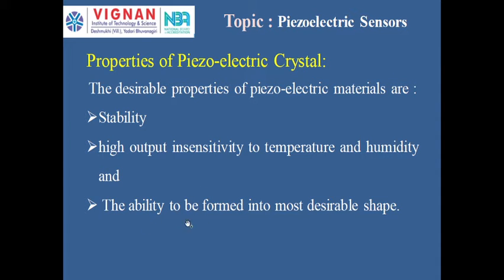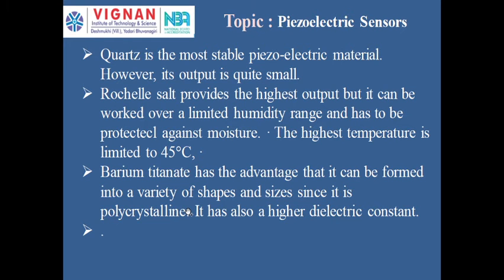And it should have the ability to be formed into the most desirable shape. So if you want any type of shape, it must form into the desirable shape. So out of all the materials, quartz is the most stable piezoelectric material, but its output is quite small, whereas Rochelle salt provides the highest output but can be worked over a limited humidity range and has to be protected against moisture. Even though it is providing the highest output voltage, we must use it within the limited humidity.